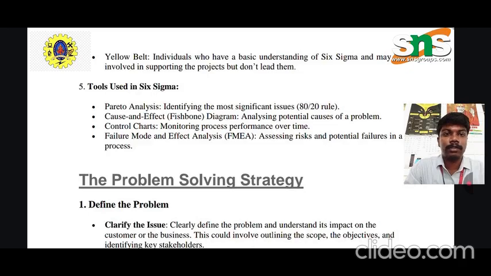Next one is control charts. A control chart is nothing but monitoring the process over time. Next one is FMEA, which is failure mode and effects analysis. It analyzes the risk factors in a particular area and potential failures in the process.